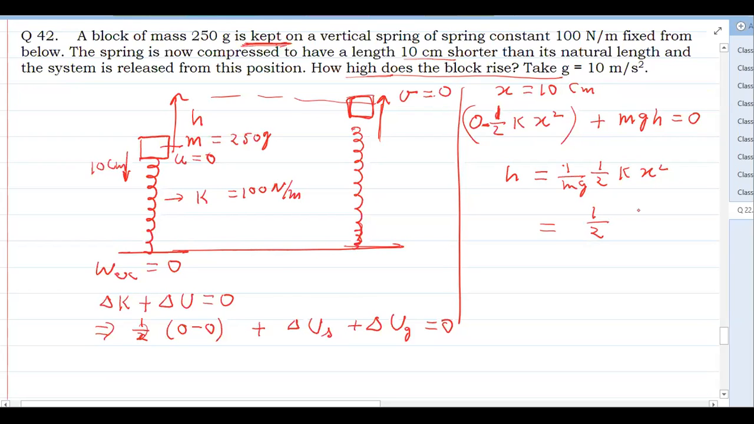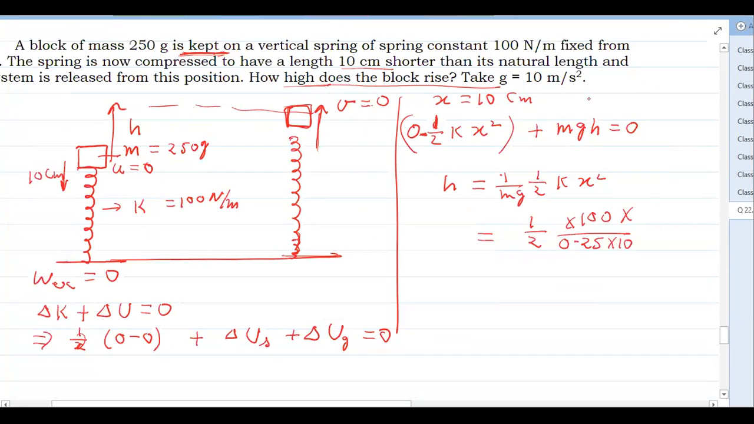Half, how much is K? K is 100. And mg, how much is mg? The mass is 250 grams, so 0.25 into 10, that is m into g, and 2, and K is 100, and x was how much? 10 centimeters, so that is 0.1 meter. So we write 0.1 square. Okay, so this we have to solve. These two will get cancelled.